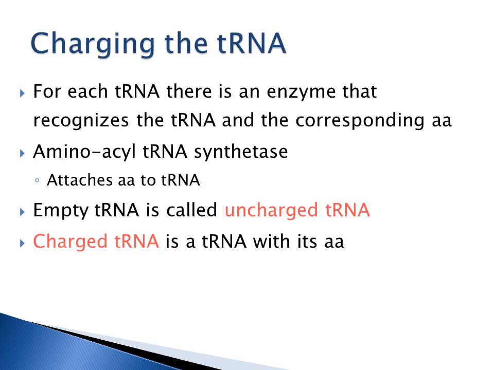Then we have charging of the transfer RNA. For every transfer RNA, there's an enzyme that recognizes both the transfer RNA and that corresponding amino acid. We have the enzyme amino-acyl tRNA synthetase. This is the enzyme that's going to attach the amino acid to the transfer RNA. An empty transfer RNA is called an uncharged transfer RNA, whereas a charged transfer RNA is a tRNA that has its amino acid.